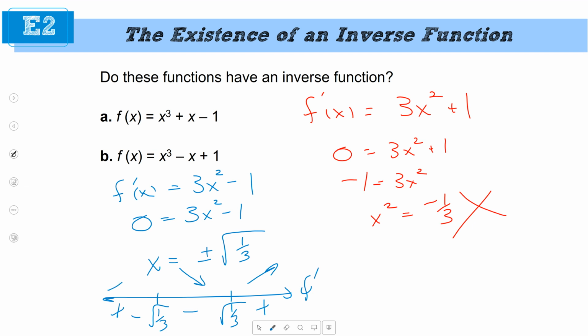If I put in a big honking number there, it would be positive. And if I put in a big honking negative number, it would be positive. Now, all of a sudden, I know it's both increasing and decreasing. It's not strictly monotonic. Therefore, the inverse is not a function. So if you change your graph to match part B, x cubed minus x plus 1, you'll see that it does not pass the horizontal line test. It's more of what you expect on a traditional cubic graph. It's got the little upward bump and downward bump.